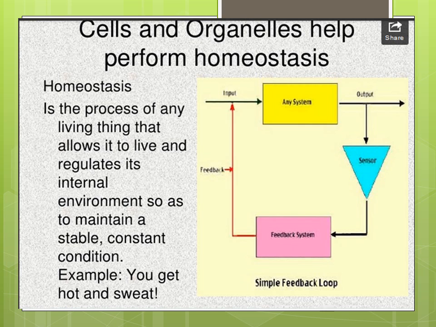Okay, cells and organelles help perform homeostasis. Homeostasis is the process of any living thing that allows it to live and regulate its internal environment so as to maintain a stable, constant condition. For example, you get hot and you sweat. If you look here, the input, feedback goes in, the system tells the sensors, gives feedback, goes back in and makes any changes. It's just a loop that your body goes through automatically without you even thinking about it. You get hot, you sweat. You get cold, you shiver, because shivering helps to heat up the system.